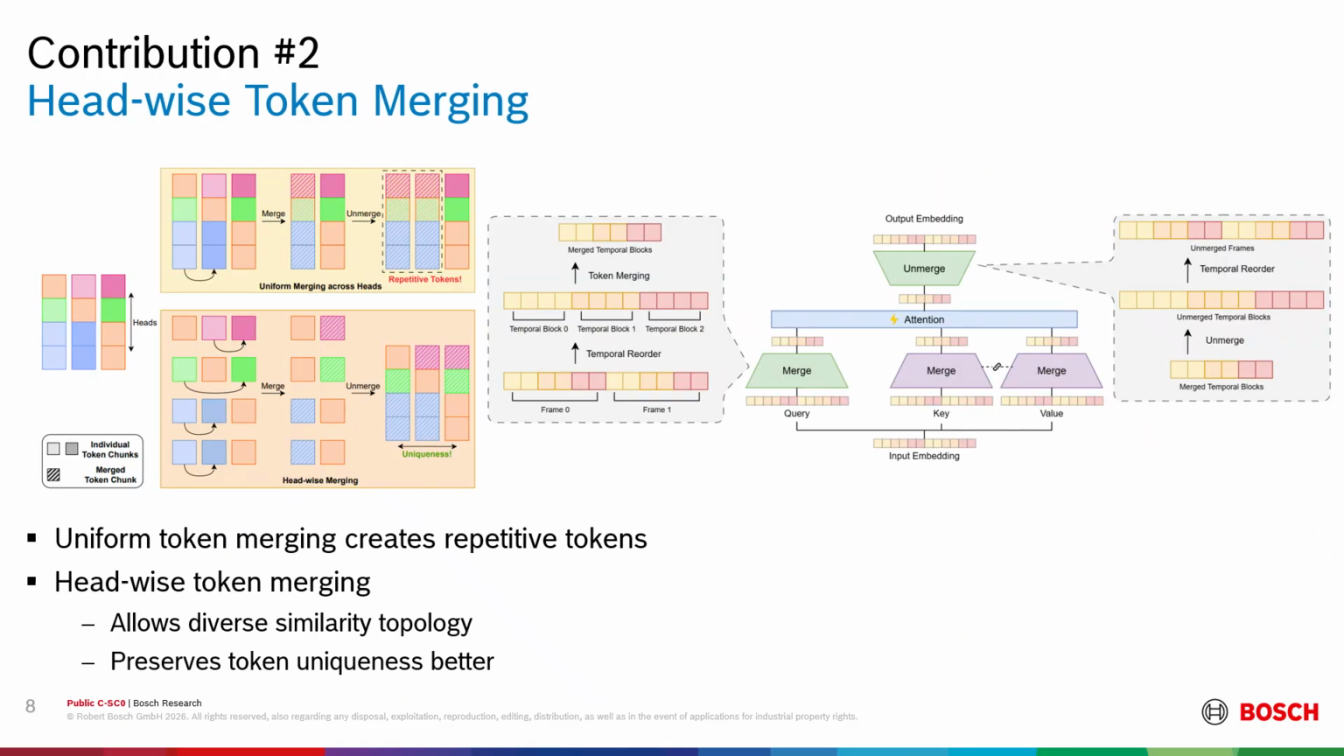The second contribution is headwise token merging. Existing token merging methods usually share the same merge topology across all attention heads. After unmerging and concatenation, this can create repetitive token chunks and reduce representational diversity. In HTTM, each attention head performs merging independently, using its own similarity pattern. Different heads can therefore preserve different information, and the final concatenated embedding keeps more token uniqueness.